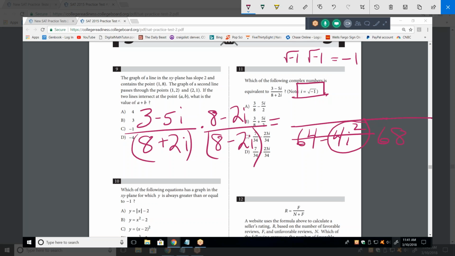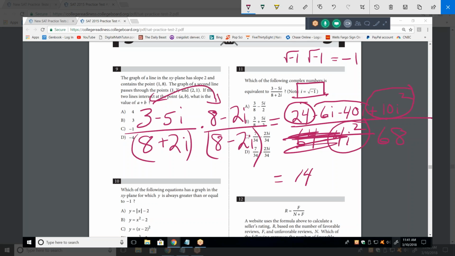That is a real number. Now all we've got to do is FOIL these two terms, just like I would FOIL anything: 24 minus 6i minus 40i plus 10i squared. There's that i squared again. Anytime you run into an i squared, you can substitute negative 1. I'm going to combine that with that and get 14. I'm going to combine those two terms, so I'll have minus 46i, and my denominator is 68.